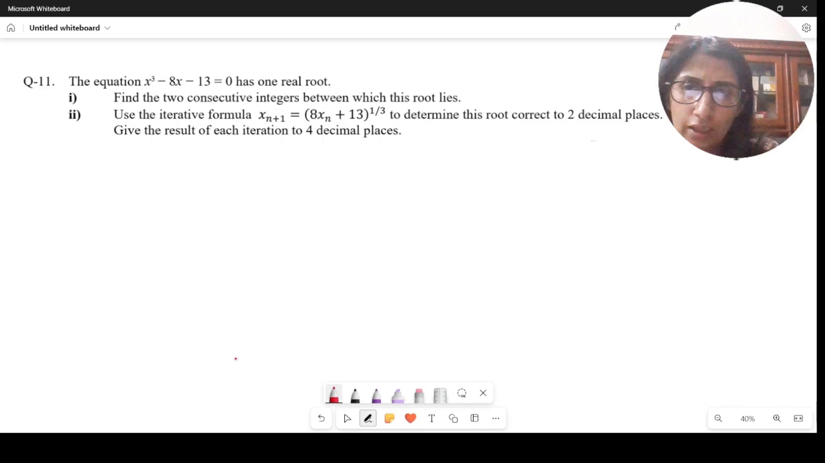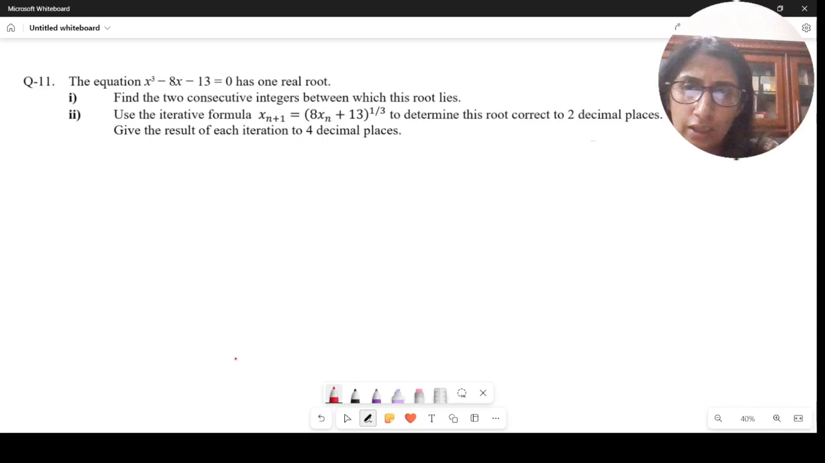अब आप क्या करोगे, टेबल मेथड यूज करोगे अपने कैलकुलेटर में और देखोगे कि किन वैल्यूज के बीच में साइन चेंज हो रहा है फंक्शन का. वो दोनों कंसेक्टिव वैल्यू आप पार्ट 1 के आंसर में लिखोगे.